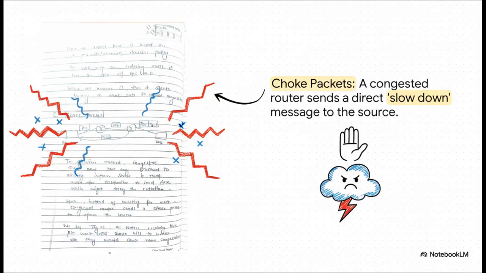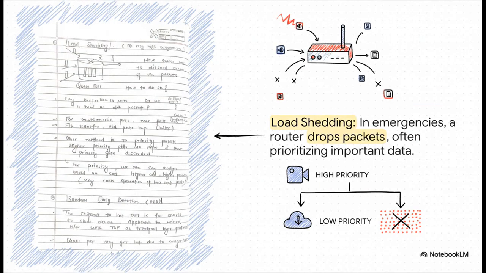Now, if things get worse, the router can take a much more direct approach. It sends a dedicated choke packet straight back to the source. This isn't a suggestion anymore, it's a much more forceful command to immediately, right now, reduce the data rate. And in a real emergency, when the router is about to be totally overwhelmed, it performs triage. It's called load shedding. It simply starts dropping packets. But it can be smart about it, often prioritizing packets for something important, like your video call over, say, a background file download.